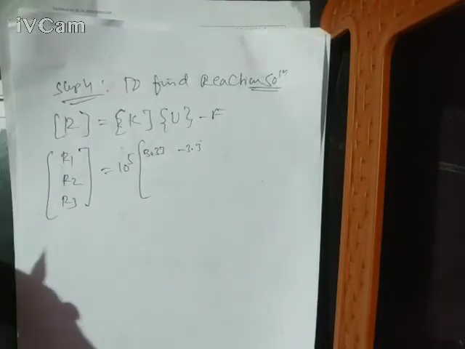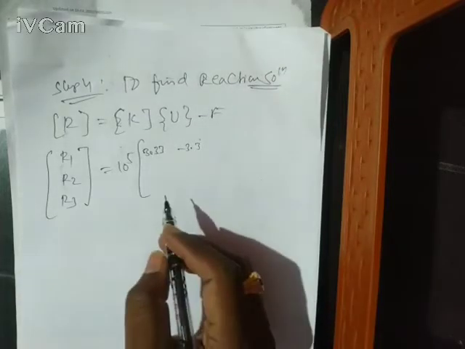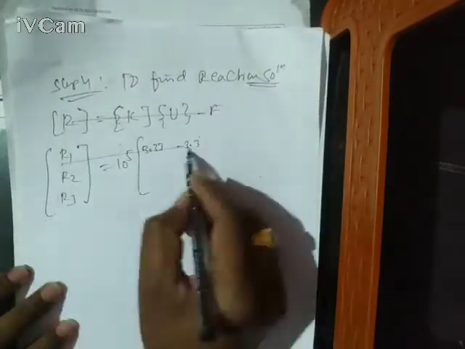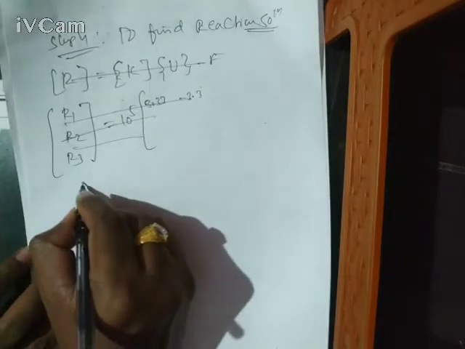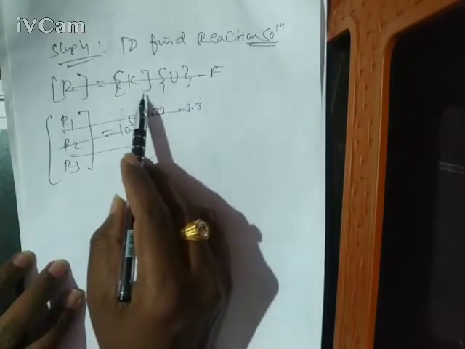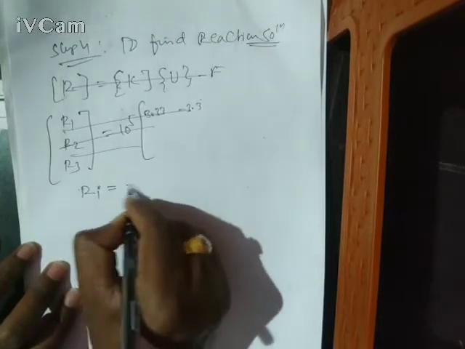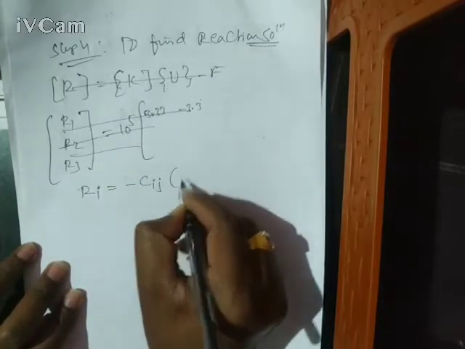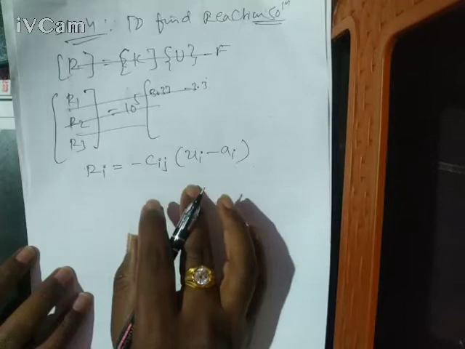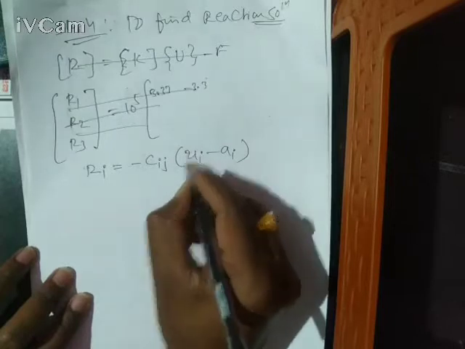I have to consider it while finding reactions. To find out the reactions, sorry friends, this is not my formula, sorry. To find out the reactions for the penalty method is different. Whatever I just told you is applicable in the elimination method. Hence in the penalty method, reaction Ri is given as minus Cij times (Ui minus Ai). It is only applicable in the penalty method. Since I am also solving the problem using the penalty method, that is the reason I am using this formula.